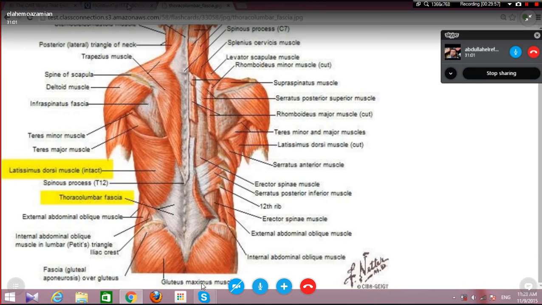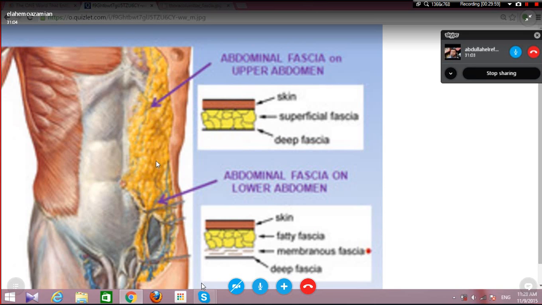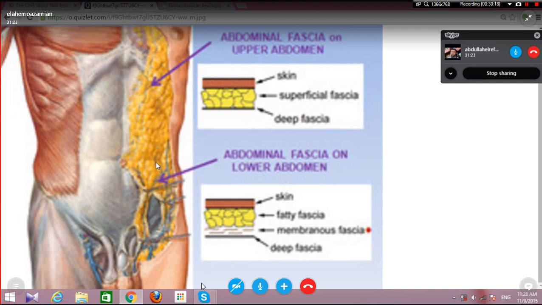Anteriorly, first we have superficial fascia, then we have deep fascia, which is around the muscles, and before we reach the organs, we have endo-abdominal fascia. Let's talk about these three. First, superficial fascia or subcutaneous tissue. This fascia in the abdominal wall has two layers, very important. The first layer is fat. It's called superficial fatty layer or Camper's fascia.